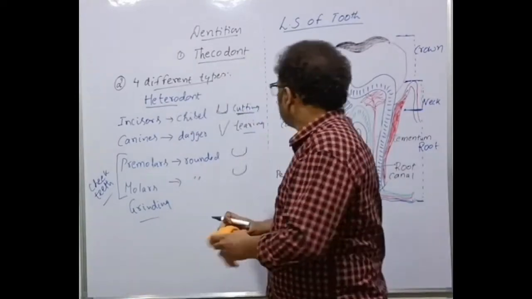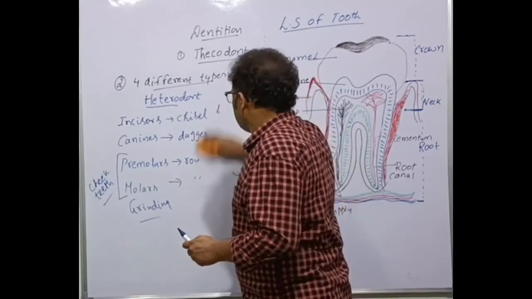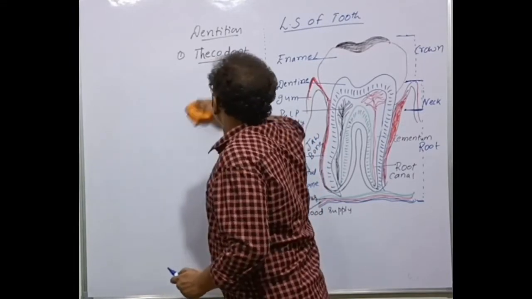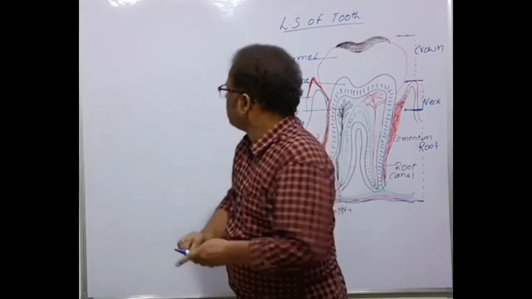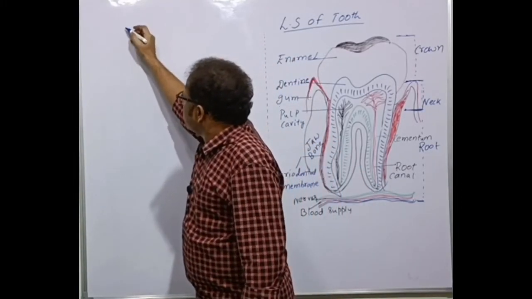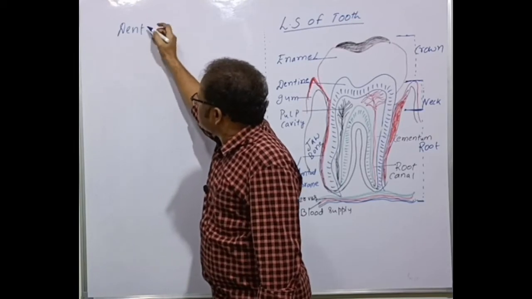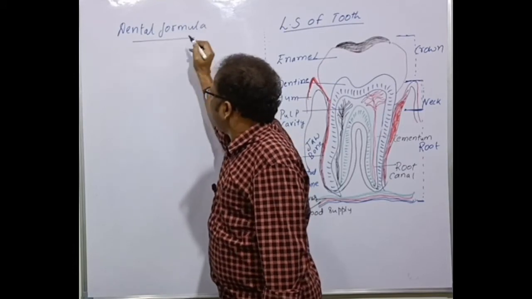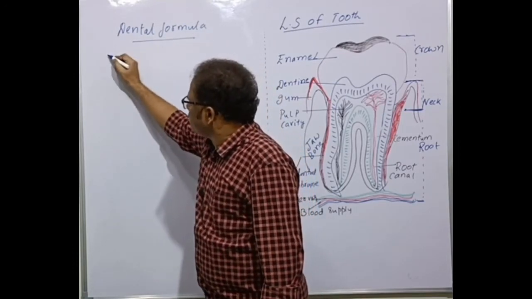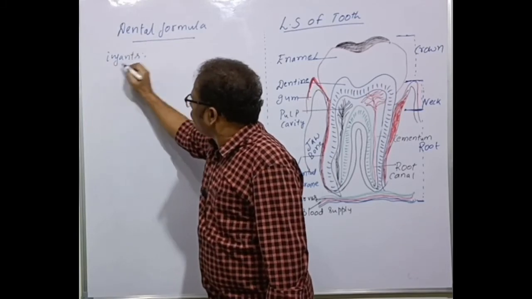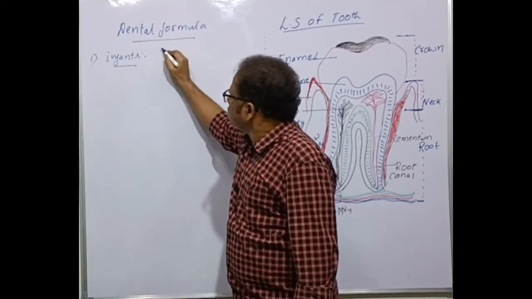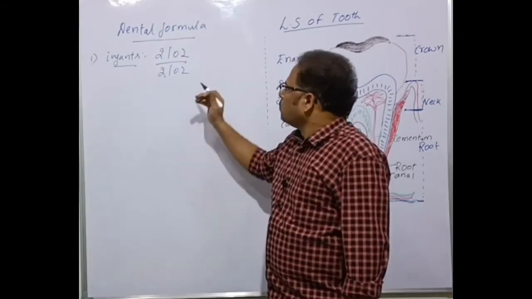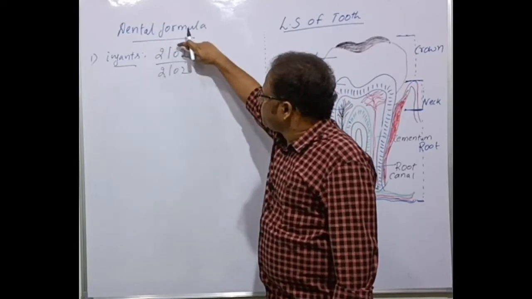Now let's discuss the third pattern. The teeth are arranged as a dental formula. Dentition is depicted as a dental formula. Dental formula in children, meaning infants, is 2102 by 2102. See here, what is that? Incisors, canines, premolars and molars. I'll write here, okay?